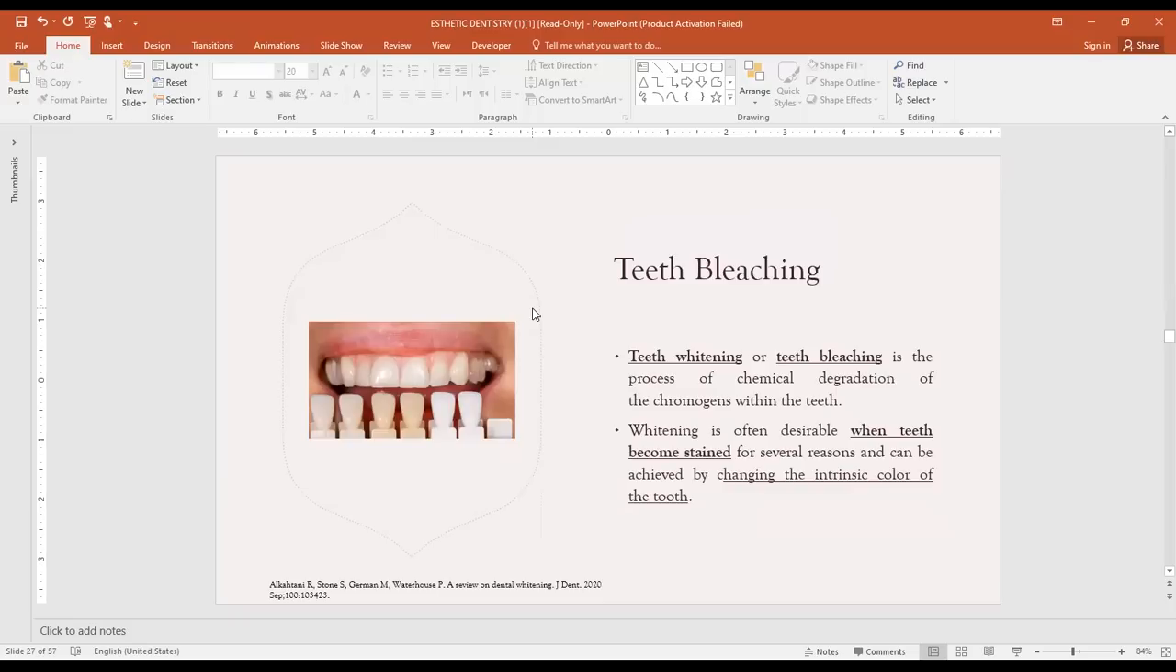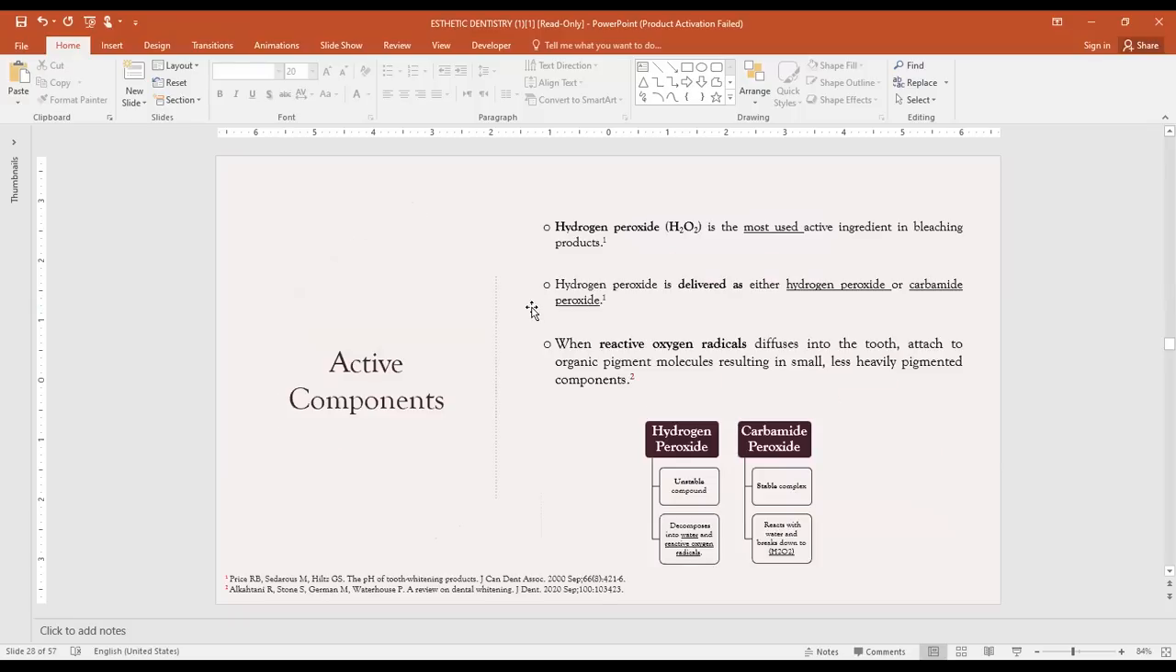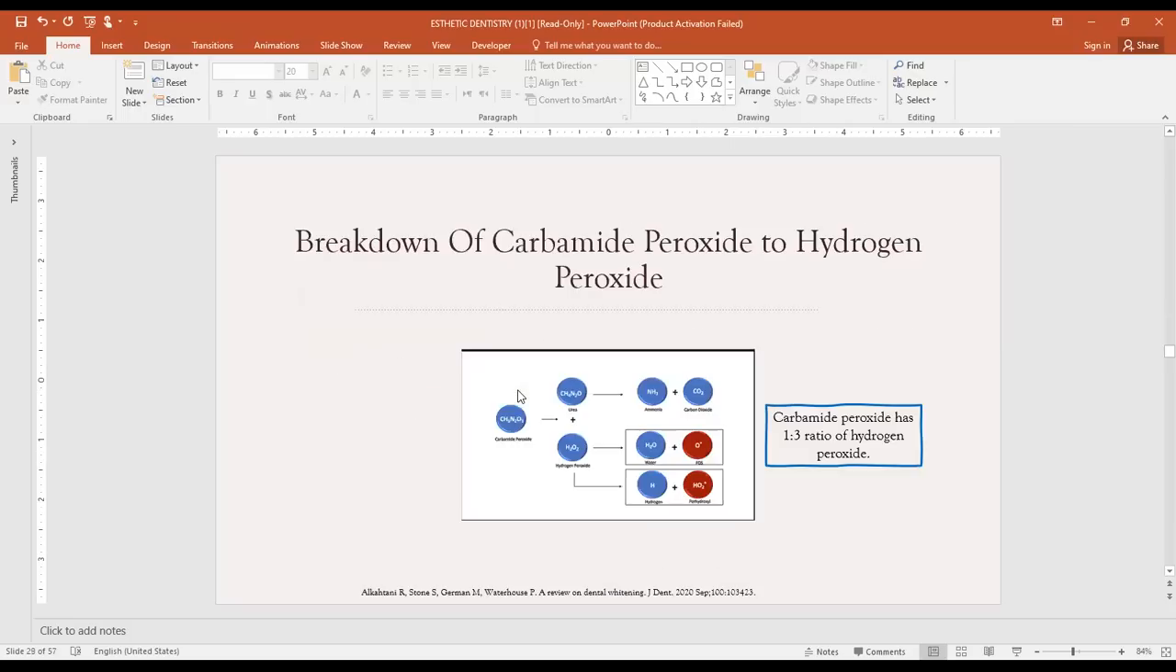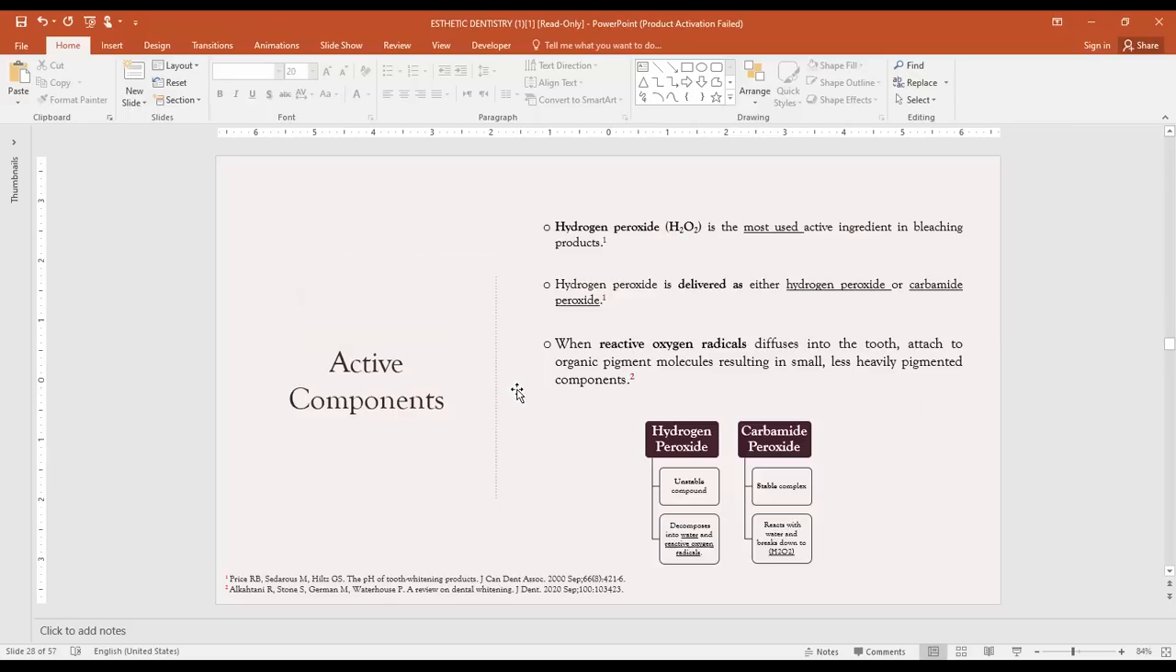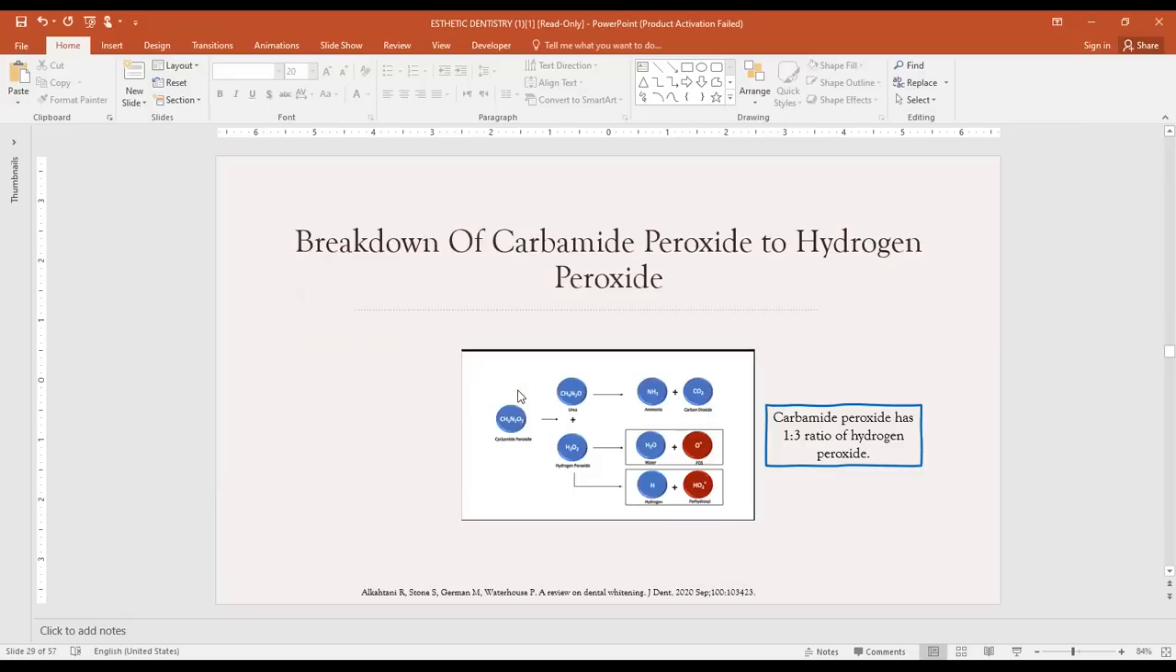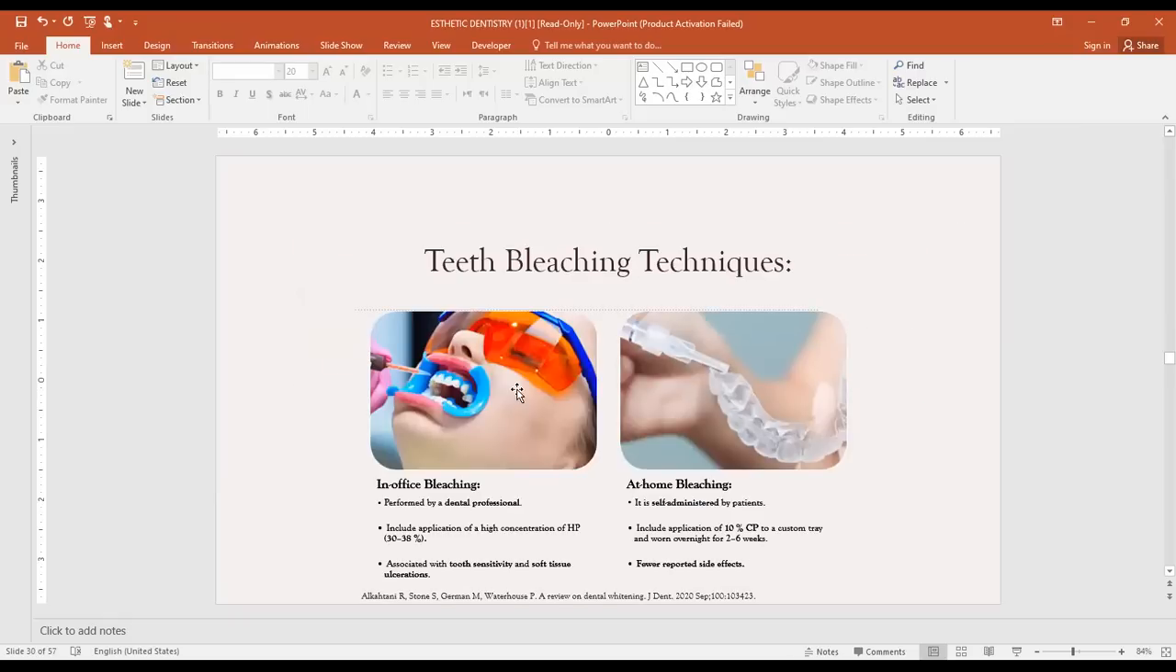Dental bleaching. When you talked about dental bleaching, you talked about how they work and the definition. You talked about different materials. I love this where you put the materials side by side so we could see the contrast very clearly, and how they work and how they are activated. I think there are more materials than this, so just check it. The breakdown of carbamide into peroxide was beautiful and the results were beautiful.